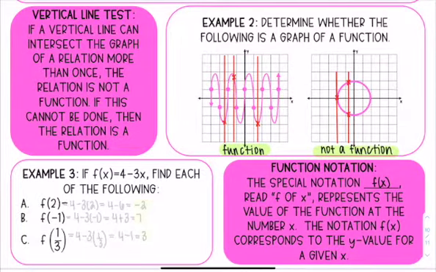So the first one is f(2). So this means that wherever we see an x, we are going to plug in 2. So this is 4 - 3 times 2. And then once it's plugged in, we just use order of operations to simplify. And so we have 4 - 6, which is -2. Let's try f(-1). So that's 4 - 3 times -1. Well, that's 4 + 3, which is 7.